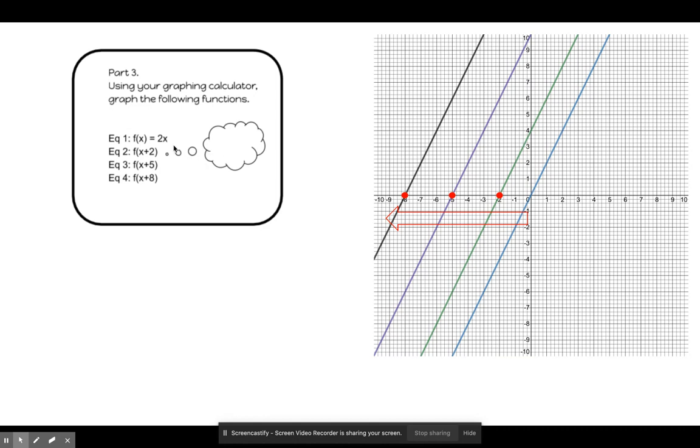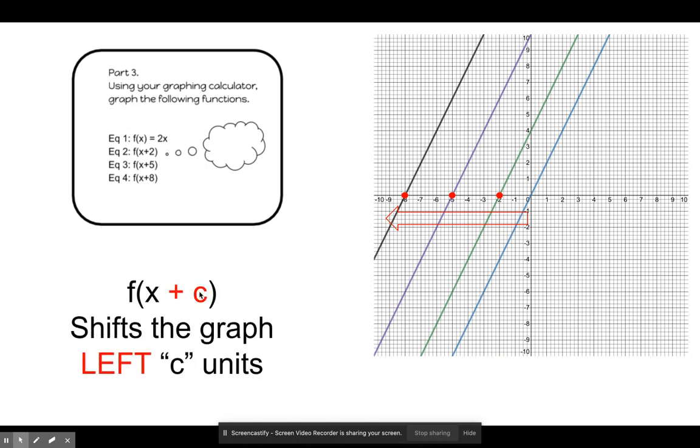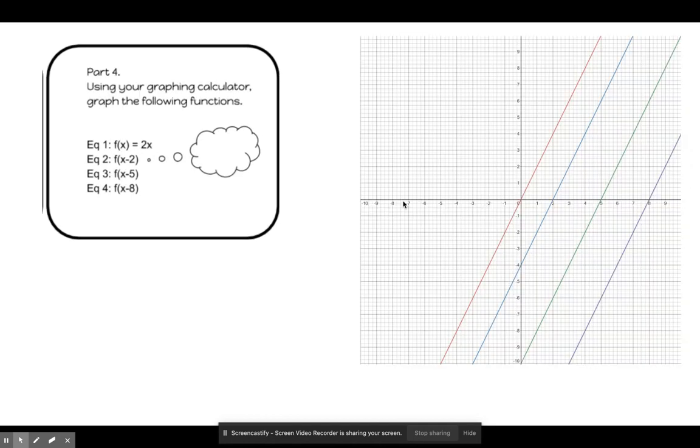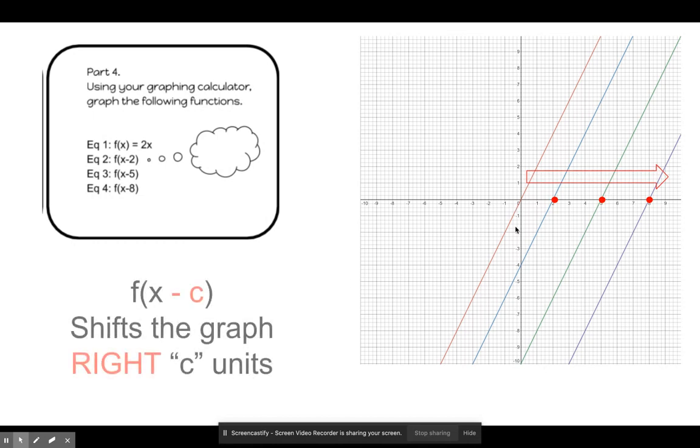Right, so when we add values inside the parentheses, adding any value, it's going to shift the graph left that amount of units. So we did plus 2, and you can see the green line is shifted 2 units to the left. We add 5, it was shifted 5 units to the left. And then the same thing occurred here, but we are subtracting, and when we subtract, it appears that the graph is shifted to the right. So the opposite is that if we subtract inside of the parentheses, then the graph is going to be shifted to the right that amount of units.